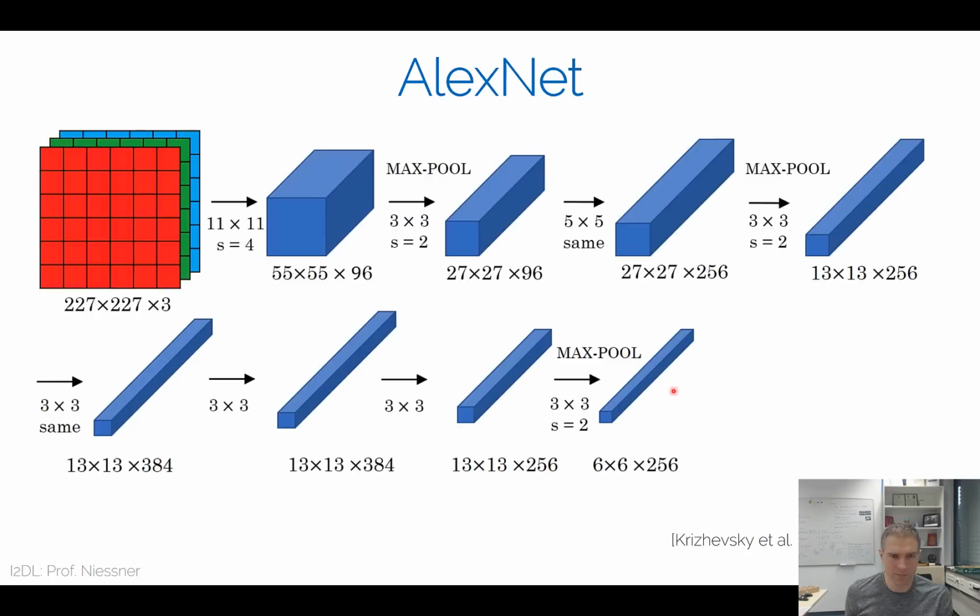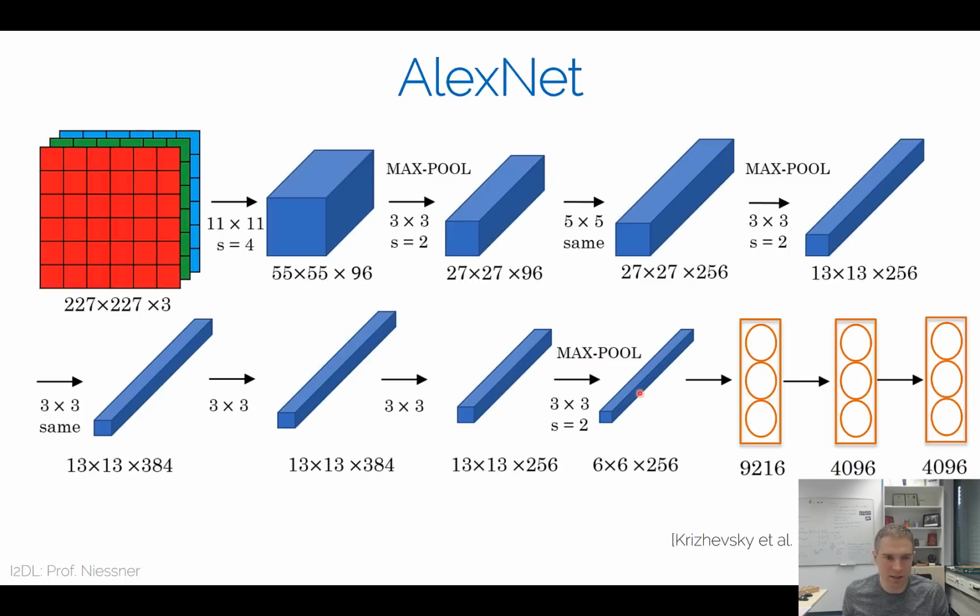Okay. And then what we do is we have a fully connected layer again. Actually, we have 3 fully connected layers here again. This fully connected layer has 9,216 dimensions. Then go to 4,096, another 4,096. And then we're going to have a softmax of 1,000 classes because it's trained on ImageNet, the whole thing.